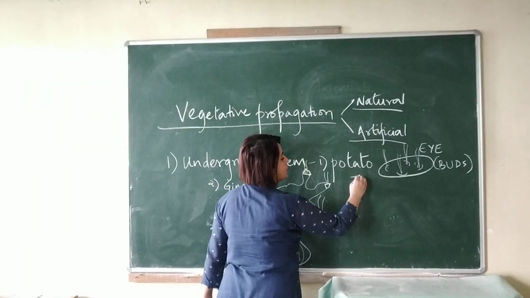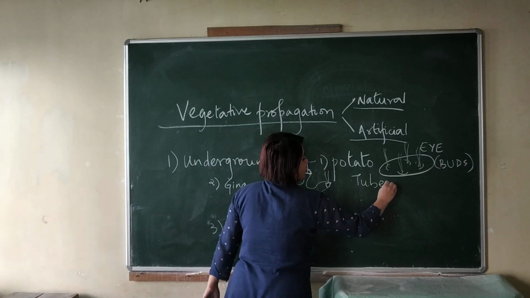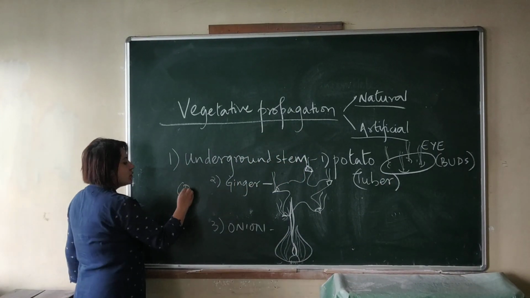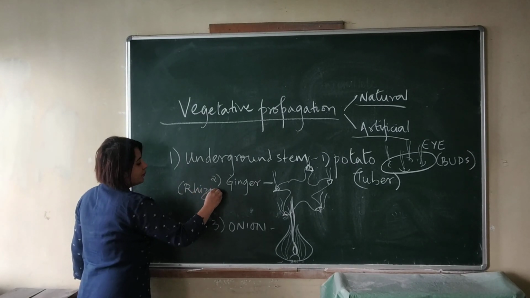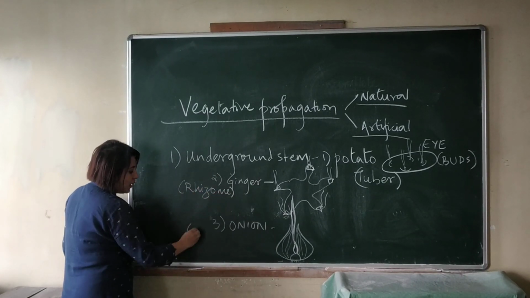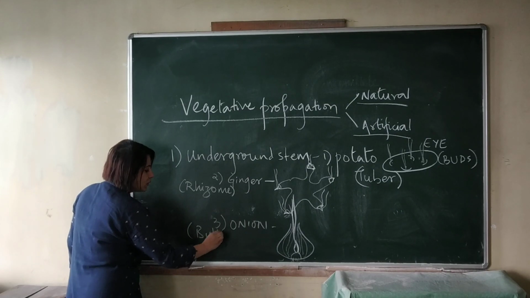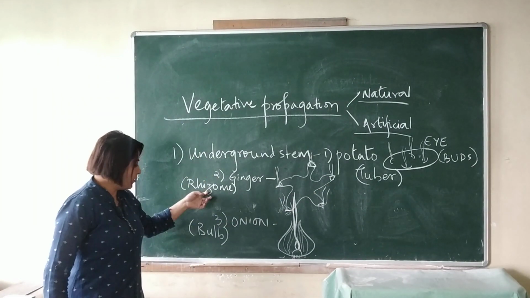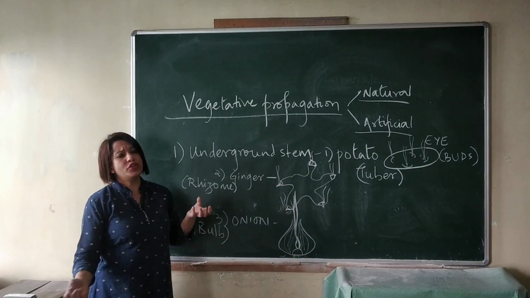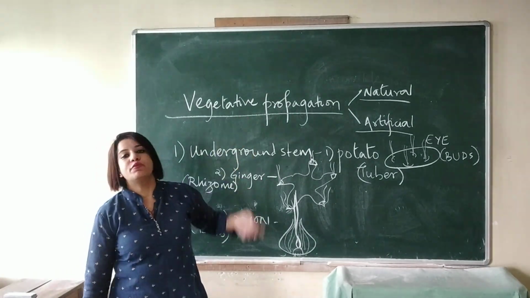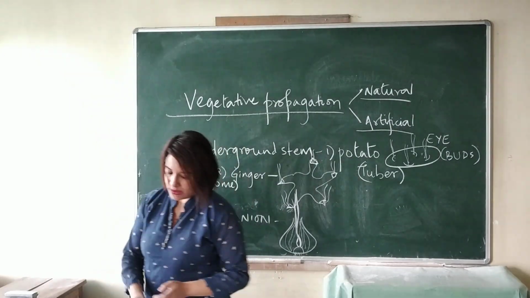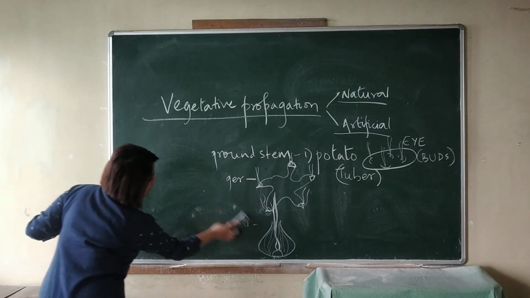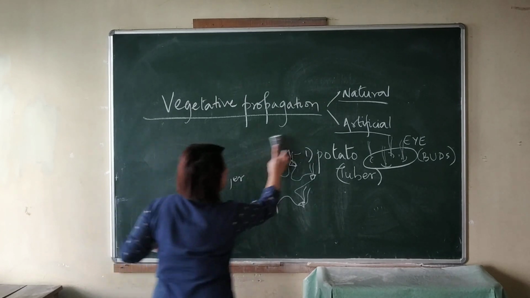Potato, we use the term tuber. So tuber of potato, rhizome of ginger, and bulb of onion. These are examples of underground stems as tuber, rhizome and bulb, which help in vegetative propagation of the plant. This is the first method.